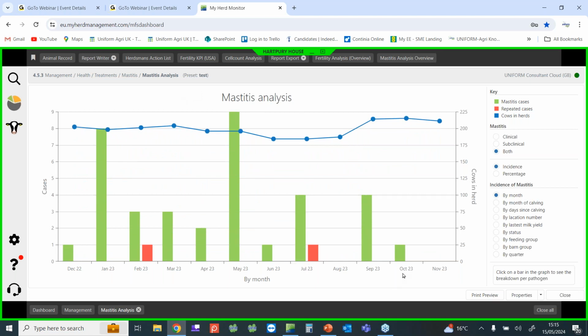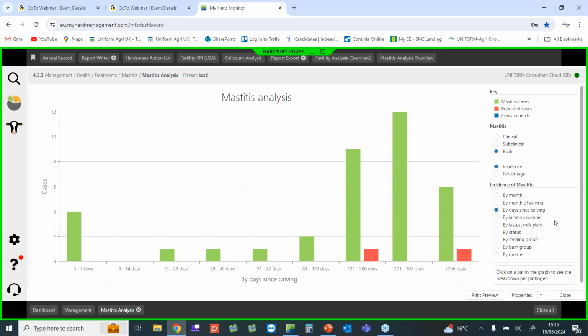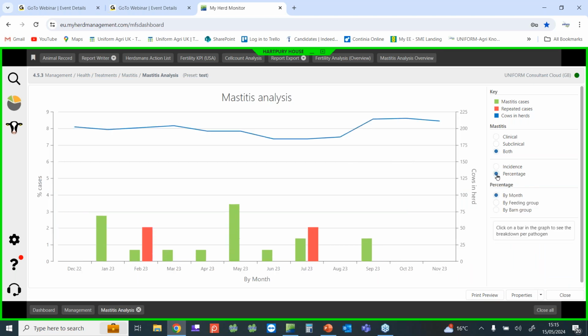So mastitis cases through the month, and you can choose your option of breaking down. So it's very easy to swap around here to have a look at maybe days since calving, any particular clinical cases or trends going on there. And then you can break it down even further with a percentage. That's quite nice just to see proportion of the herd that has been affected, how many are occurring in each particular window.